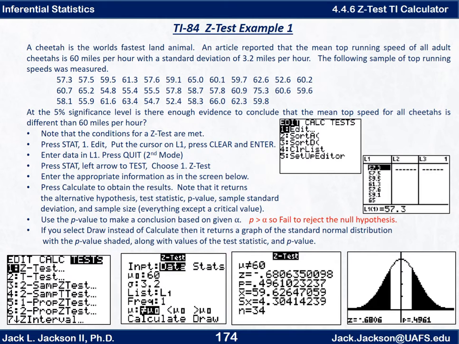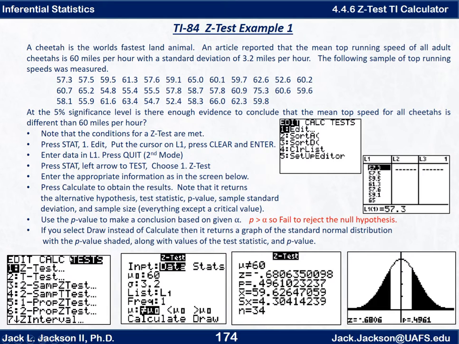We can feel pretty reasonable that the distribution of sample means is approximately normal by the central limit theorem. So we know we can use a z-test. So we go to Stat, go to Test, and then we choose the first one, a z-test.